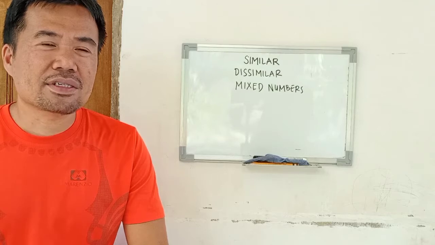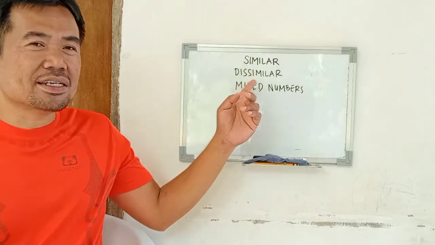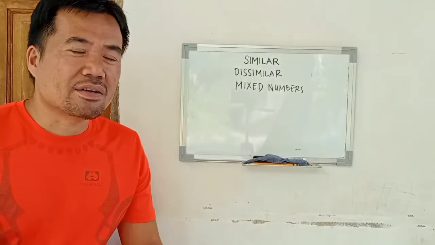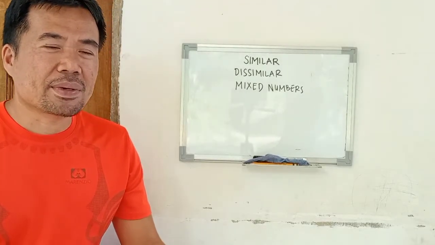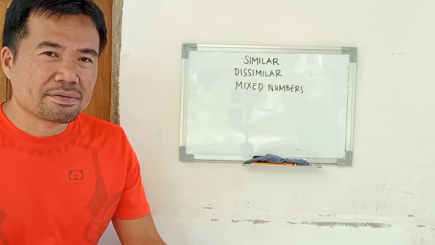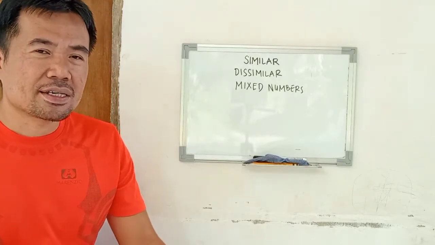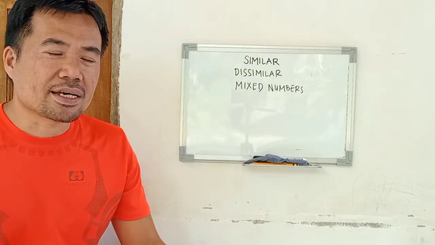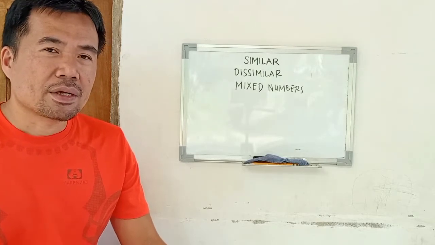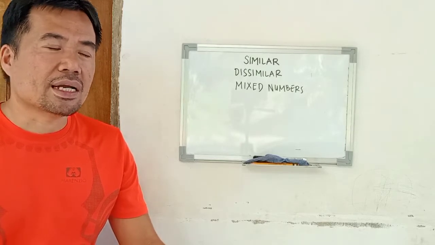So basically, fractions are differentiated into 3 types. Namely, similar, dissimilar, and mixed numbers. Similar fractions are fractions that have the same denominators, while dissimilar fractions are fractions that have different denominators. And mixed numbers are fractions that have a whole number beside it, or it can be expressed also as an improper fraction, wherein in an improper fraction, the numerator is greater than the denominator.